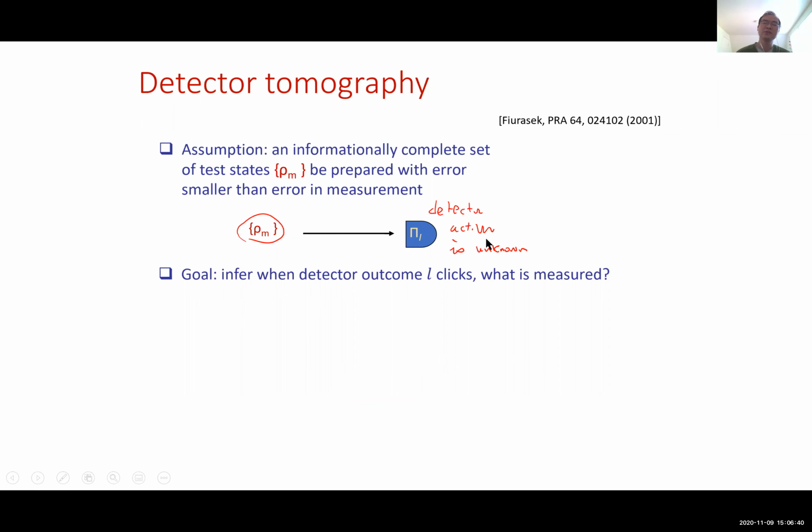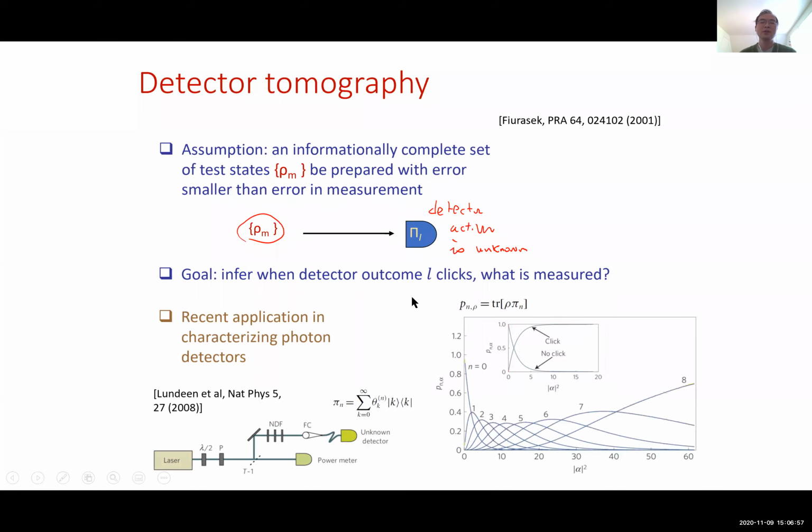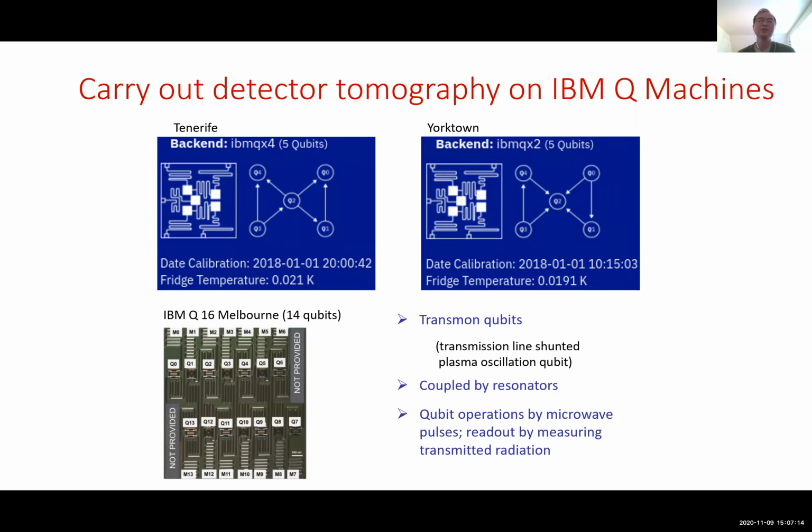So in some sense, this is a reverse process of the state tomography, right? In the state tomography, we assume the states are known, but the detection, the projection, is perfect. And here is the other case. Okay, so it was introduced around 2000, and a few years later, people used this to characterize the photon detector. But we're going to focus on qubits. This can actually be carried out on IBM machines.